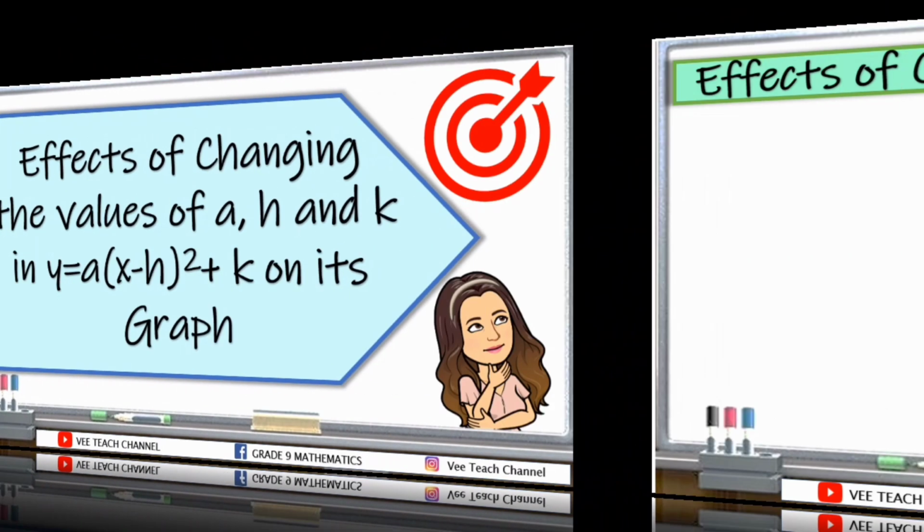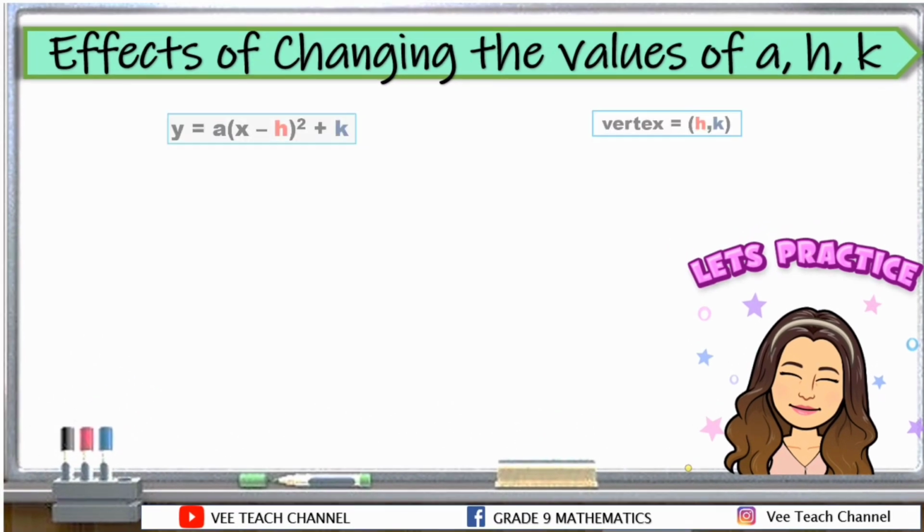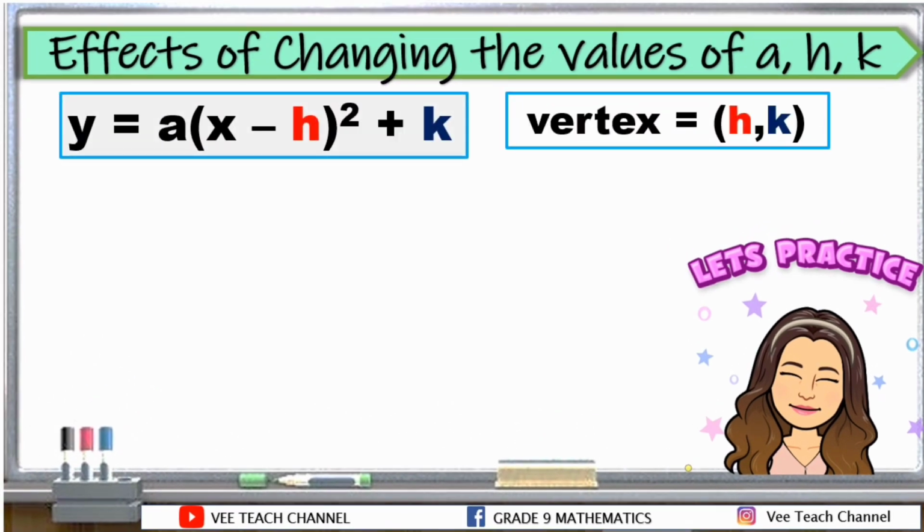Then, mahalaga na malaman natin ang vertex ng ating quadratic function. Use this equation to identify the vertex of our graph. That's why we call this as the vertex form. Ang vertex natin dito sa equation na to ay yung value ng h at saka ng k. Yung h, yun yung magiging x value ng ating vertex, and then yung k naman, yun yung magiging y value ng ating vertex. Kaya dito natin makikita sa equation na to yung ating mga vertex.